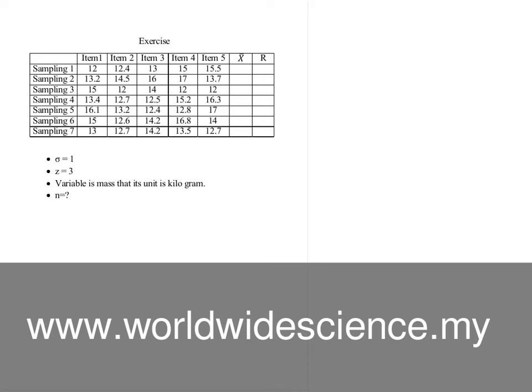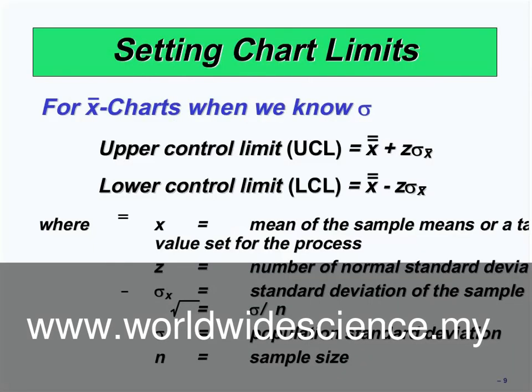Now, X bar bar has been calculated and we do the first step for drawing the X bar chart. Now, in this formula, upper control limit and lower control limit, X bar bar is clear now because we succeeded to calculate that. Z has been given to you. Now, you should calculate sigma X bar. Sigma X bar has a formula. Let's write it for you.